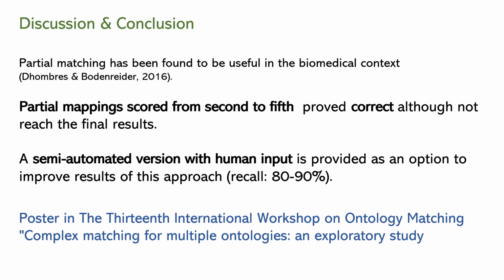One avenue is to further explore the partial mappings developed during the building of the lexicon. Some of these proved correct compared to the reference alignment, and a human input version could further improve the strategy here developed and presented.